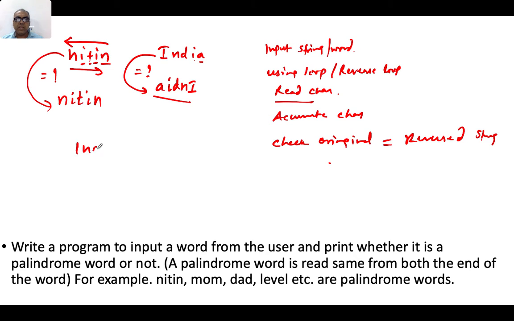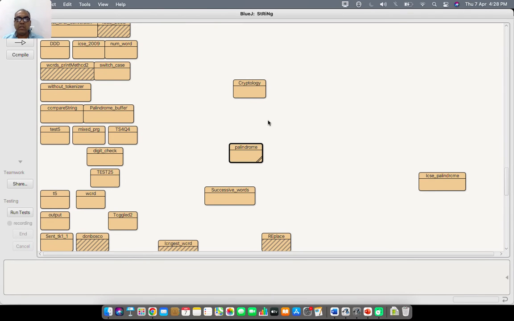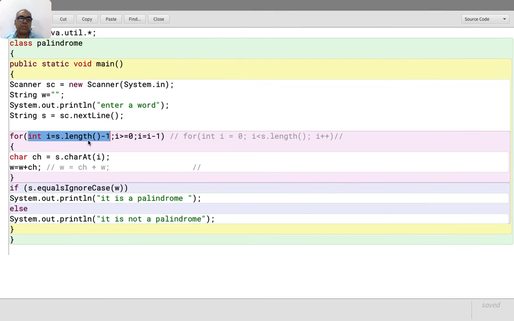Suppose this is India, with indexes 0, 1, 2, 3, 4. 4 is the index position that I want to start reading from. But if I use dot length on India, my answer is 5, because there are technically 5 characters. So 5 minus 1 is 4. That's the index position I want to start with. So dot length minus 1. That's how we started here with dot length minus 1.